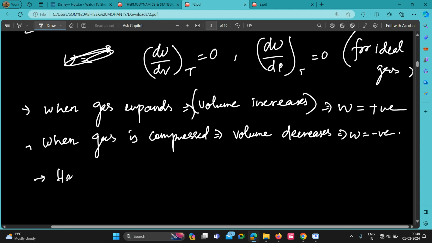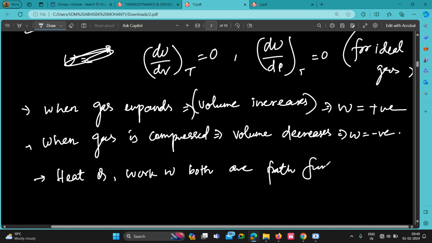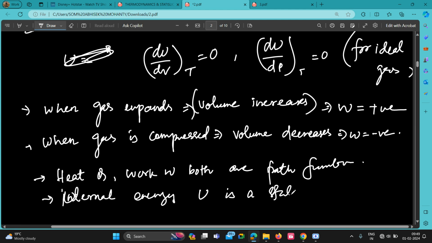And heat Q and work W, both are path functions. They are not state functions. But your internal energy U is a state function.